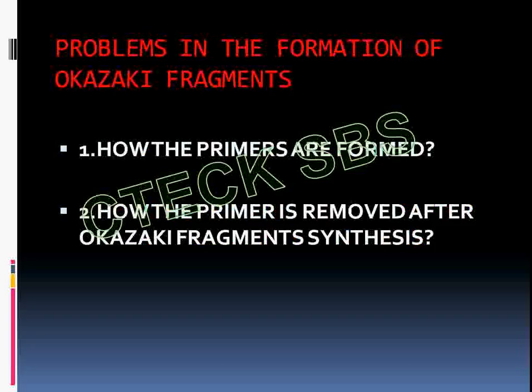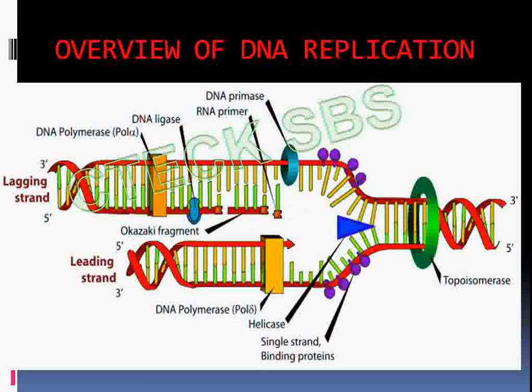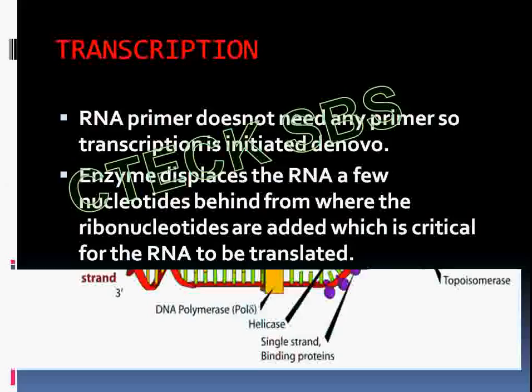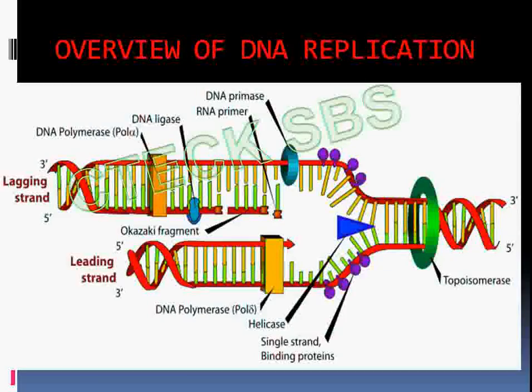You need to actually understand how the primers are formed and how the primers are removed after the Okazaki fragment is synthesized. We will study it in the termination process. So this is the overview of DNA replication. You can see the formation of an Okazaki fragment. You can see the DNA polymerase is there. Okay, you can see it once again.